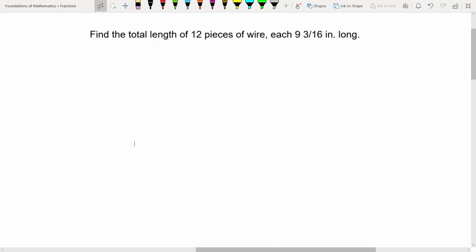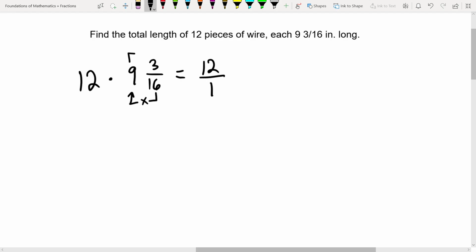Find the total length of 12 pieces of wire, each 9 3/16 inch long. So if we have 12 pieces, each 9 3/16 inch long, to find the total length, we just multiply 12 times 9 3/16. So we have a whole number and we have a mixed number. We need to change both of these into fractions. 12 is the same thing as 12 over 1. And then 9 3/16. Let's change that to an improper fraction.